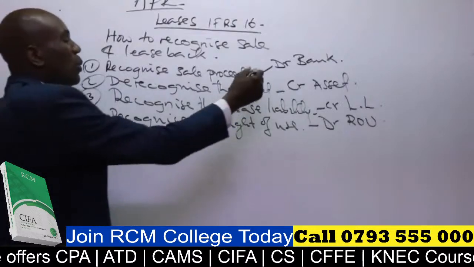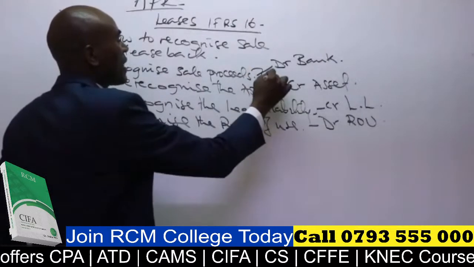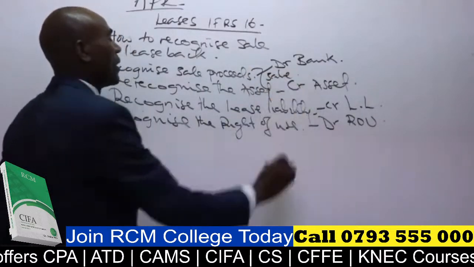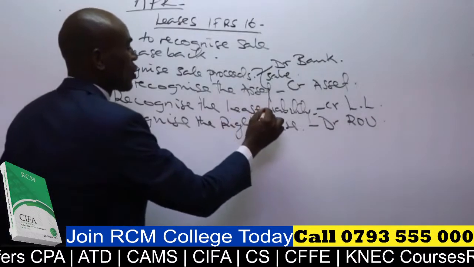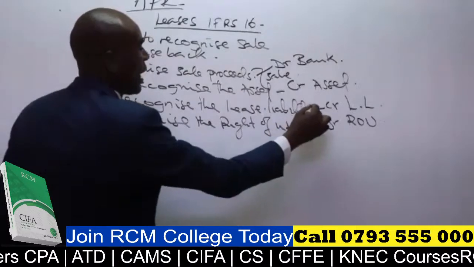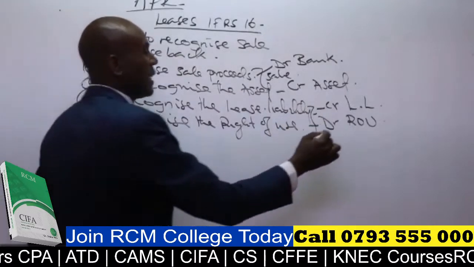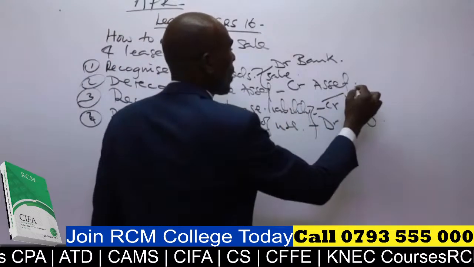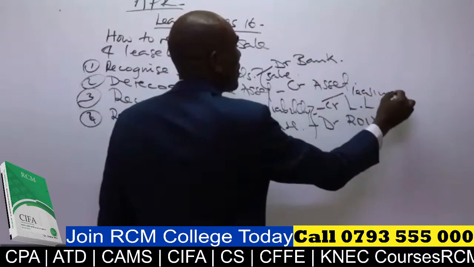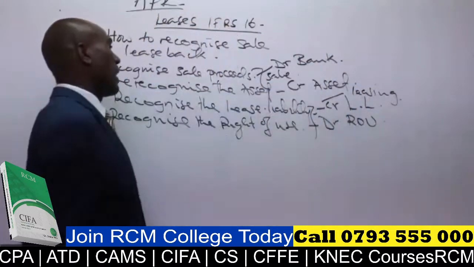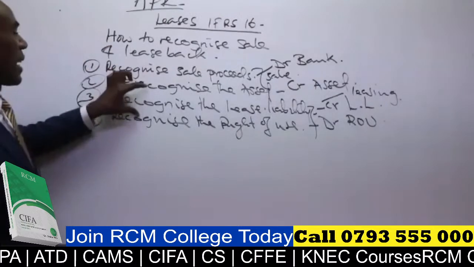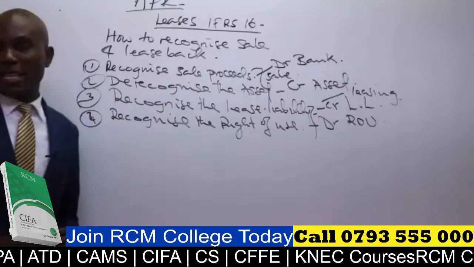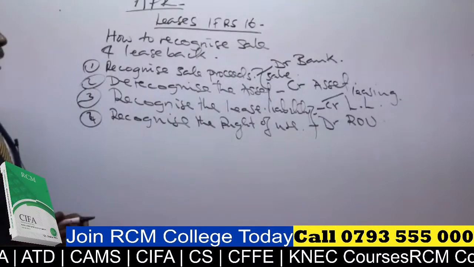Therefore, the first two deal with the sale of the asset. Then the last two deal with the leasing of the asset. The first two are the sale of the asset, and the second two are the lease of the asset. We are going to lease the asset back.